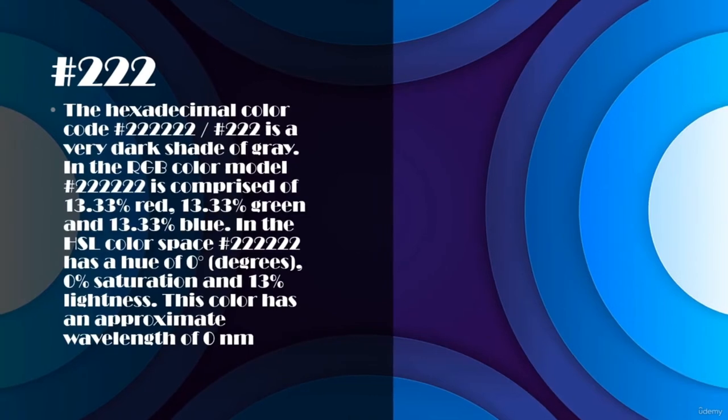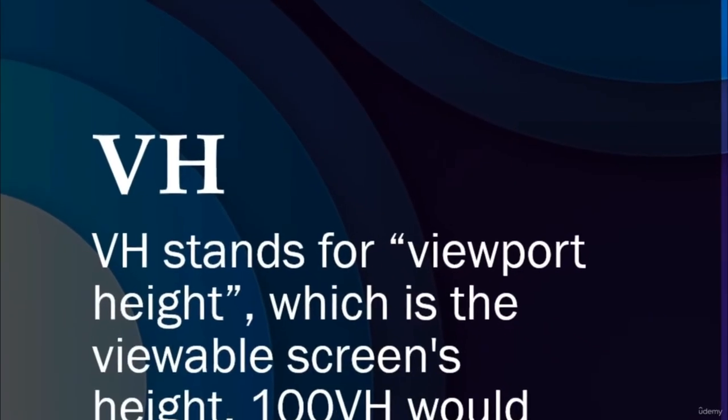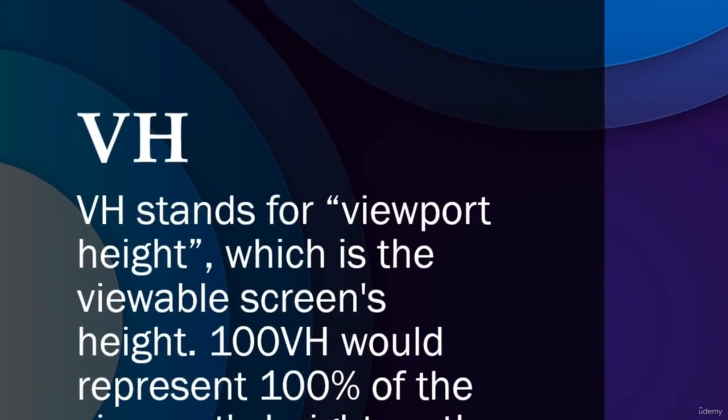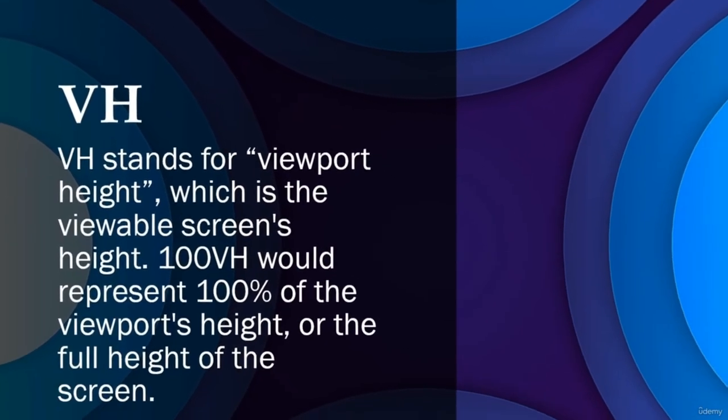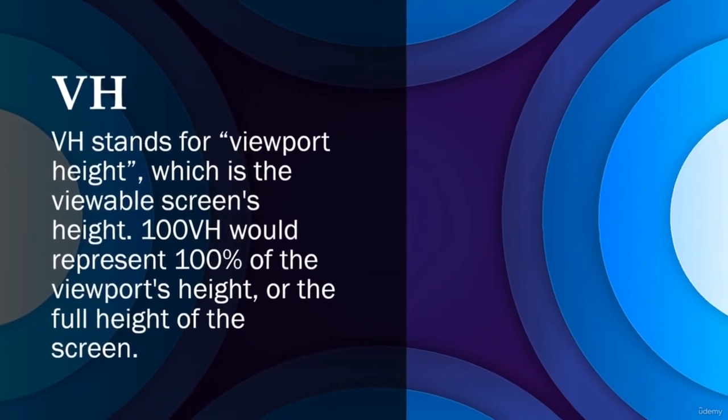#222 is a hexadecimal color code for a dark shade of gray. In the RGB color model, #222 is comprised of 13% red, 13.33% green, and 13% blue. In the HSL color space, #222 has a hue of 0 degrees, 0% saturation, and 13% lightness. This color has an approximate wavelength of 0 nanometers. VH stands for viewport height, which is the viewable screen's height. 100 VH would represent 100% of the viewport's height, or the full height of the screen.